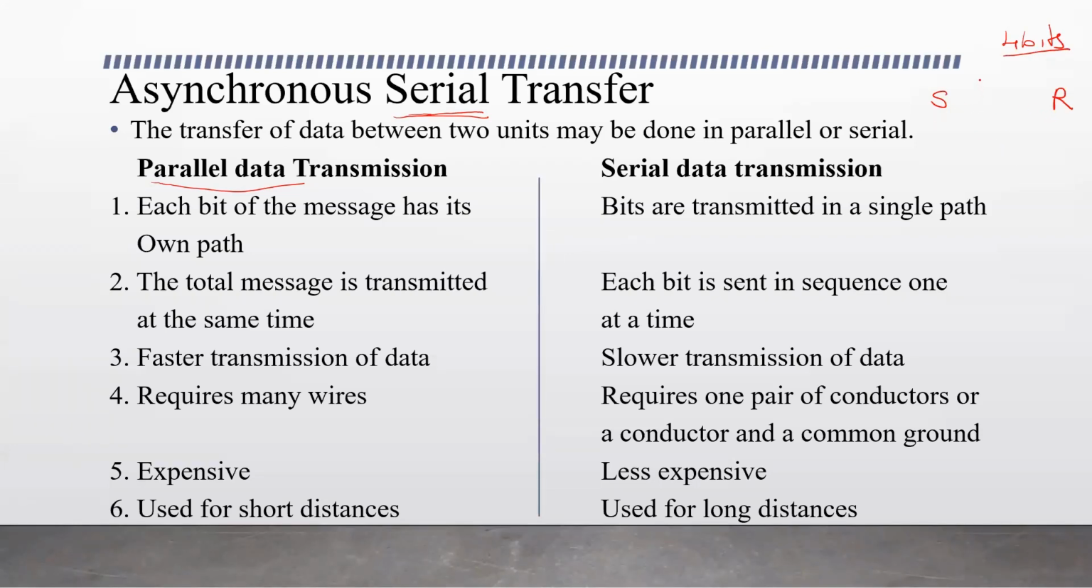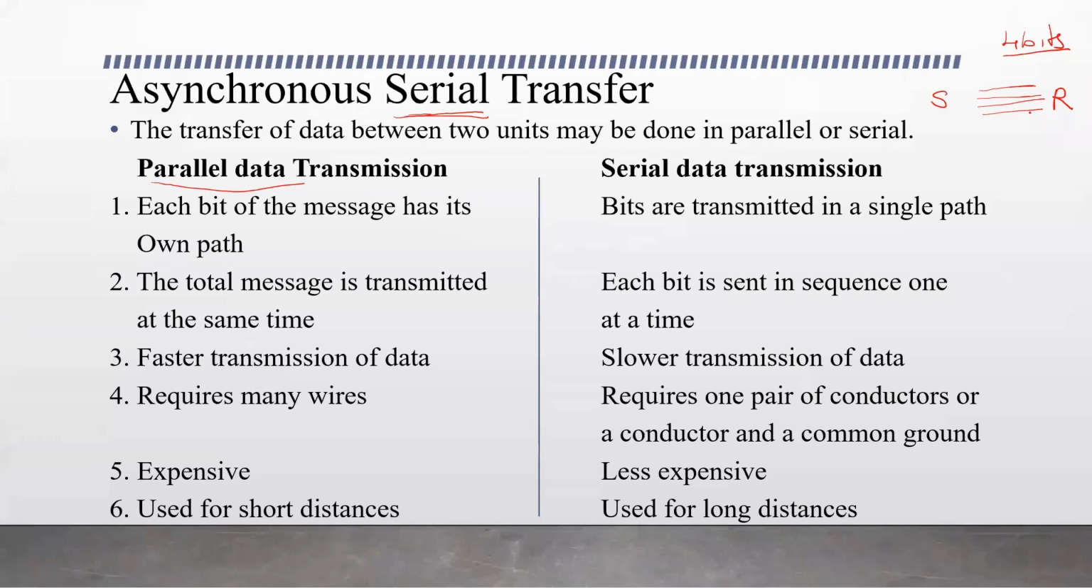So how are these bits transmitted parallelly? Each bit has its own path. The first bit, second bit, third bit, fourth bit. Each bit of the data takes its own path. The first bit has its own path, second bit has its own path, third and fourth. So this way the data is transmitted parallelly.